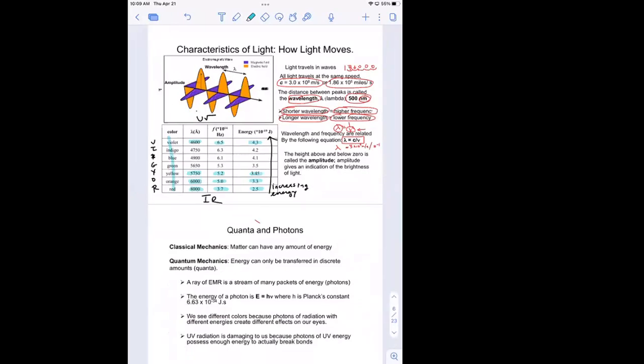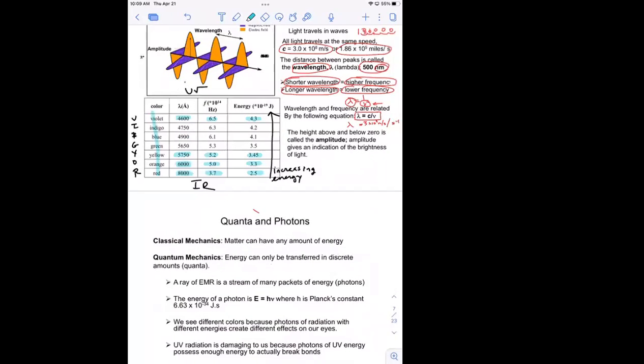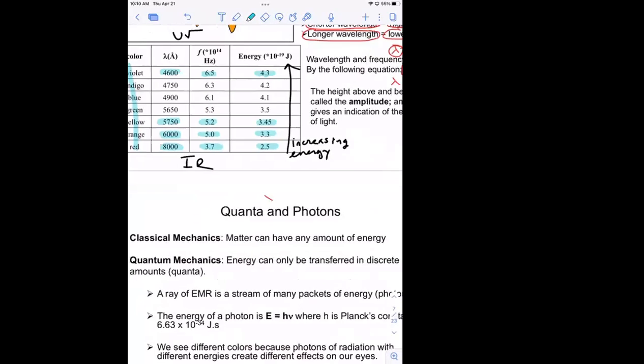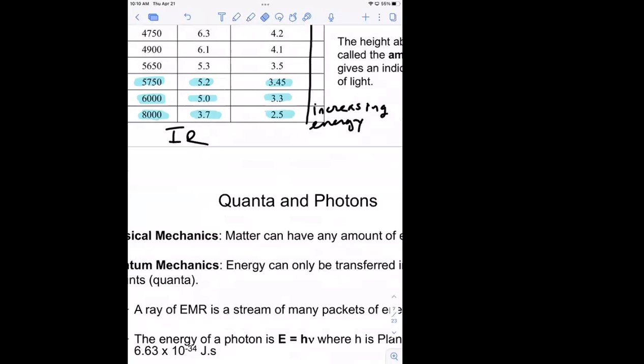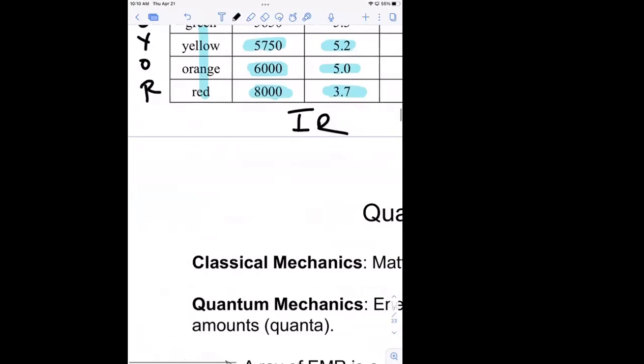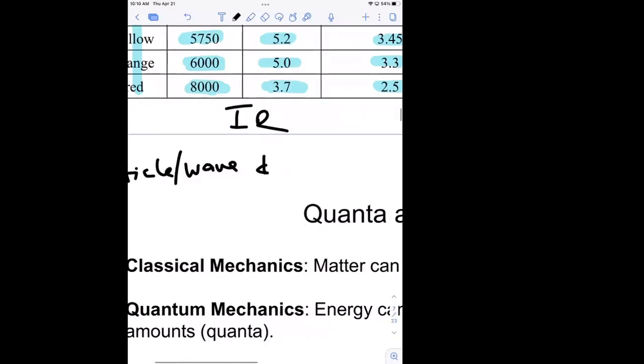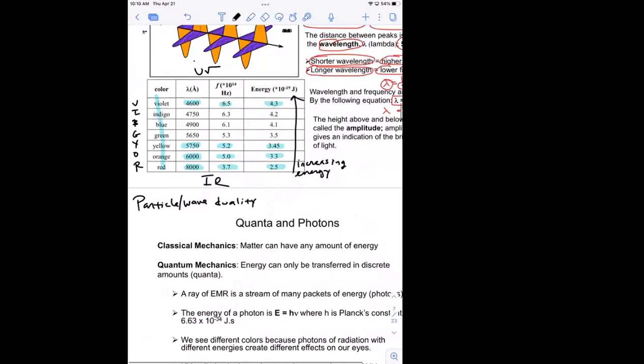So let's talk about how we can calculate the energy of light, because light is kind of thought about in two different ways. There's really what we call the particle wave duality of light. What that means is that light can behave both as a particle or as a wave, right? It has characteristics of both.